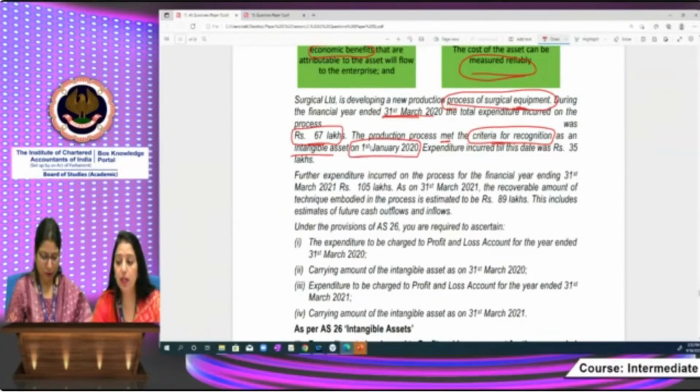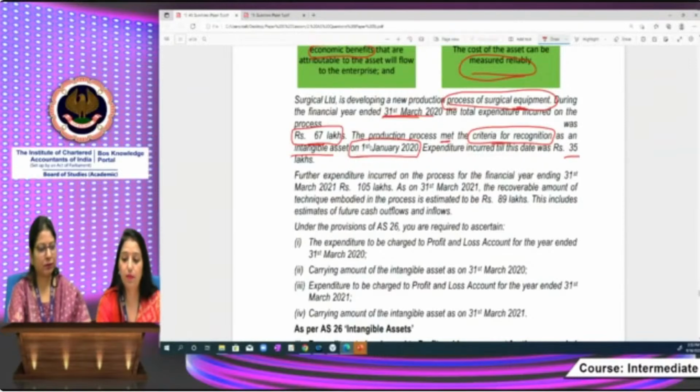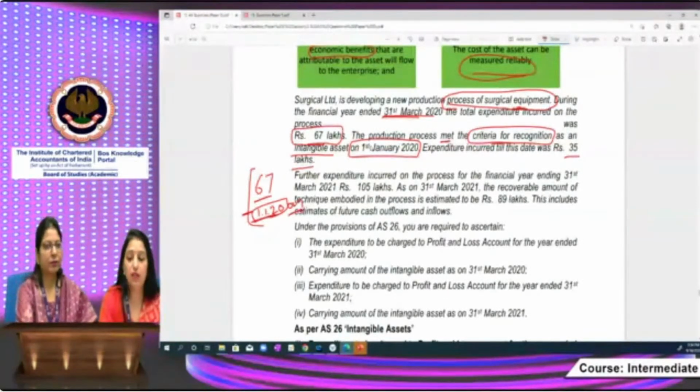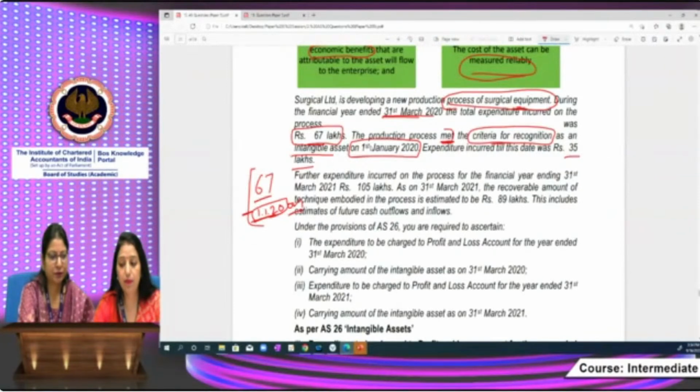Expenditure incurred till date was 35 lakhs. That is, during the year the expenditure is 67 lakh, but till 1st Jan 2020, before it no criteria has been satisfied. On 1st January the criteria has been met. So what does it mean? It clearly gives you the indication that any expenditure before the date when the criteria was met has to be charged to P&L.